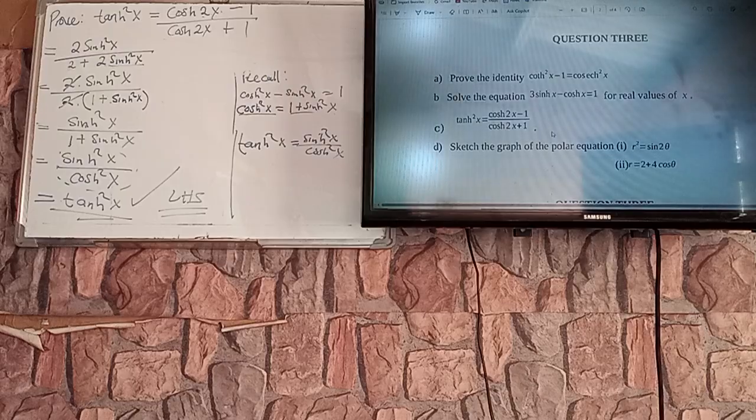So when it comes to proving identities, what are you supposed to remember? Just be able to remember your identities. Identities, very much important.